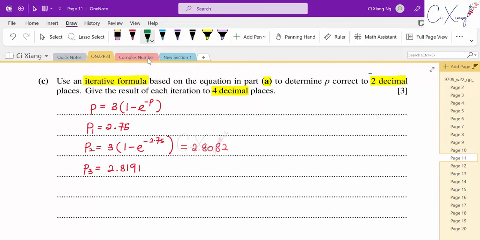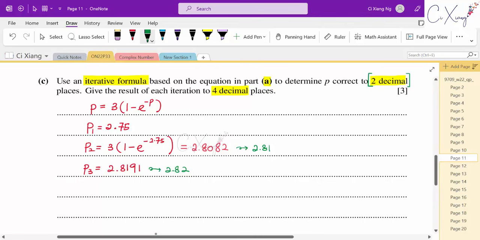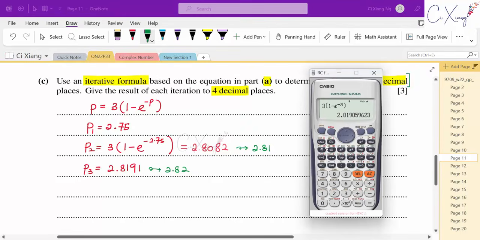To get the root, or to stop the iteration process, you have to double check your answer to 2 decimal places. For this one, if I change it to 2 decimal places, it will be 2.81, and for this value, it should be 2.82. You can see that the 2 decimal place answers are not repeated yet. So you have to continue until the 2 decimal place answers are repeated, which means you have to further find the next value for p. So press calculate again, and key in the value 2.8191.